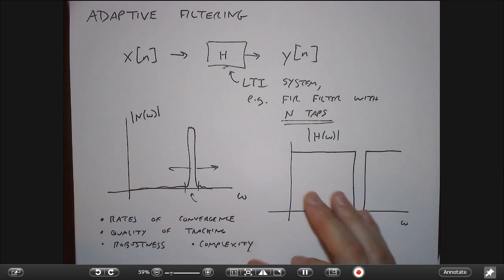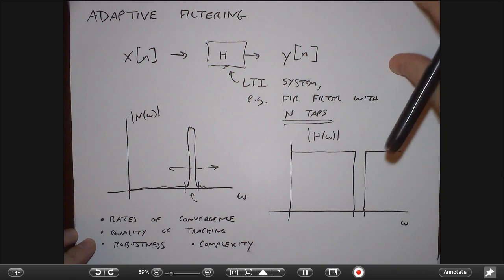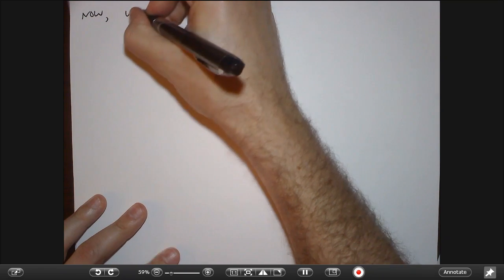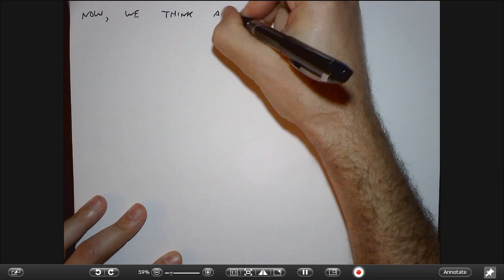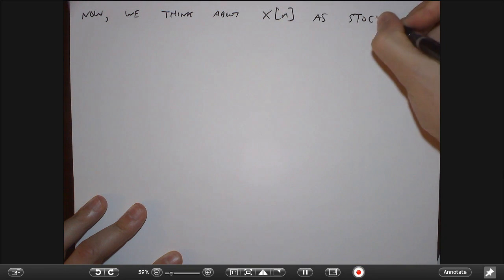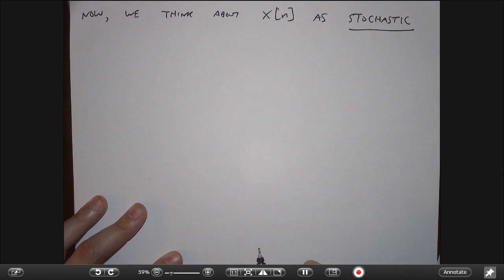So at this point, what we need to do is combine all of the signal processing that we've done so far with concepts from probability theory, and for those of you that are more advanced, things like stochastic signals and systems. And so now we think about this input signal as stochastic, which basically means that it's random.